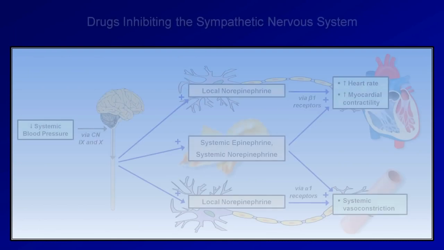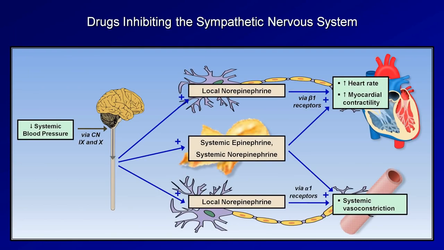Then there are drugs that inhibit the sympathetic nervous system. Coincidentally, there are also 5 general categories here. These include beta blockers, which inhibit epinephrine and norepinephrine's activities at beta-adrenergic receptors, which are normally responsible for increasing the heart rate and myocardial contractility.